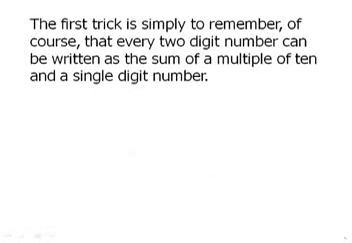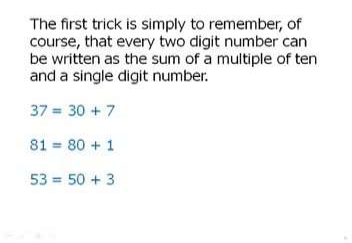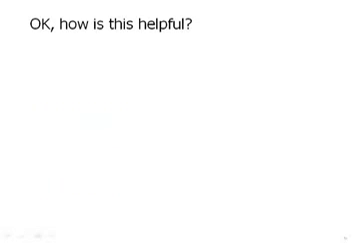The first trick is simply to remember, of course, that every two-digit number can be written as the sum of a multiple of 10 and a single-digit number. So, for example, these numbers can be written this way: multiples of 10 plus single-digit numbers. This is just ordinary place value. There's nothing particularly sophisticated here. Okay, how is this helpful?